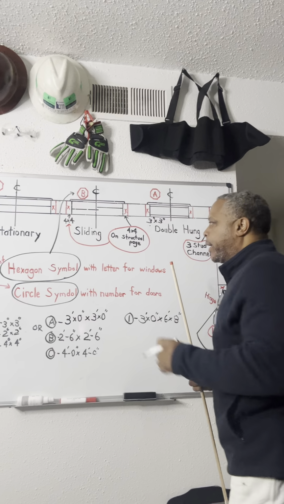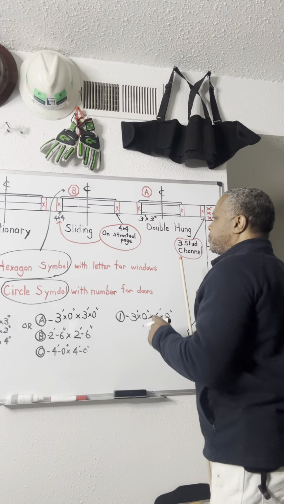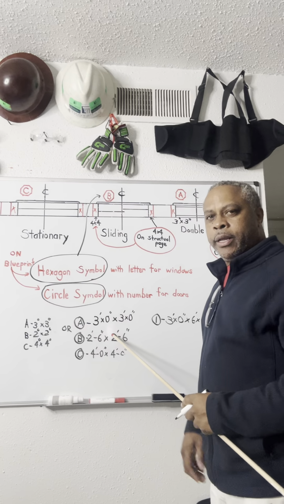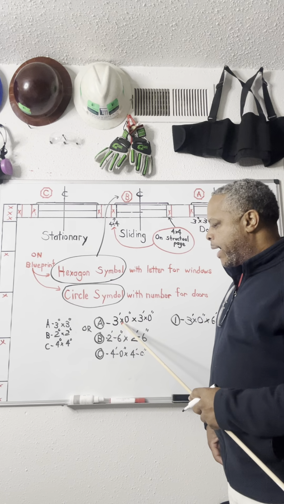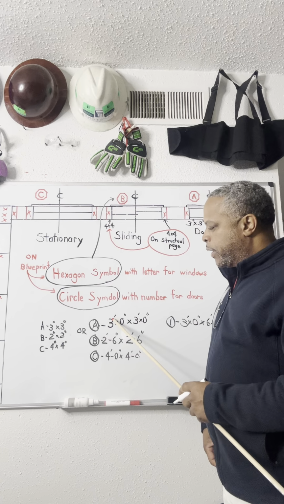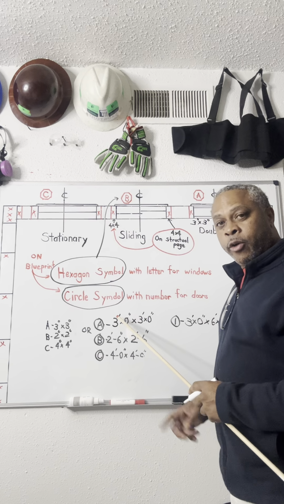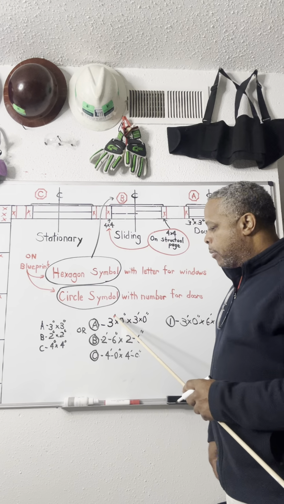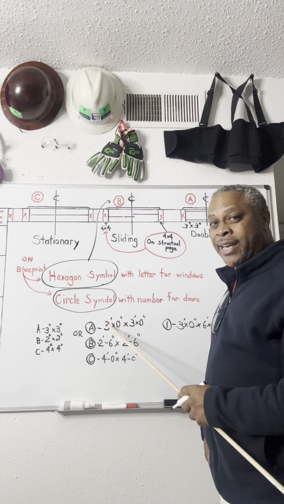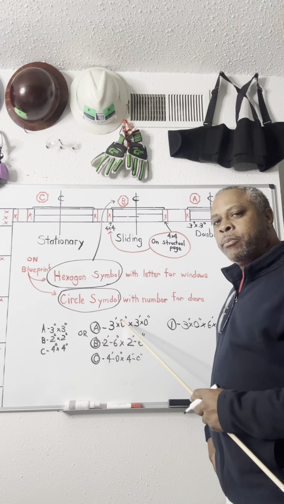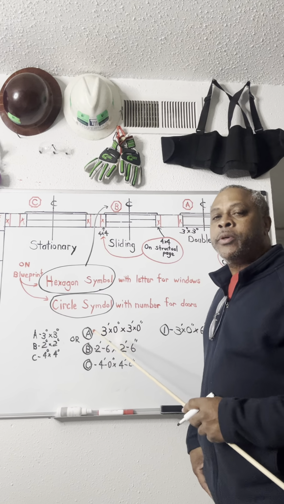That's going to be on your plans, okay? Or it's going to be marked this way: 3 by 0, feet and inches. We went over that in our earlier video about the slash mark and what they represent as a symbol. You need to know those symbols. There are a lot of different things on the blueprints you need to know.